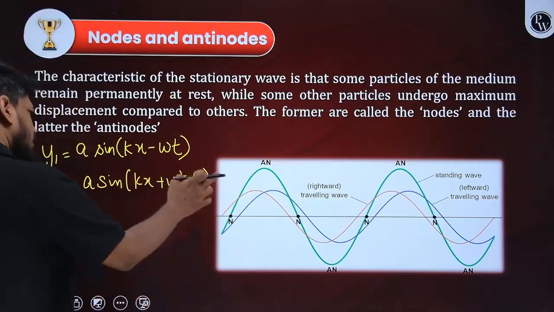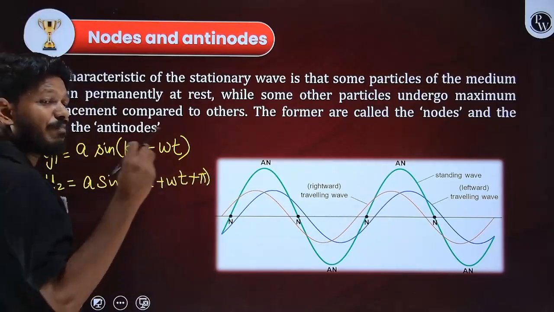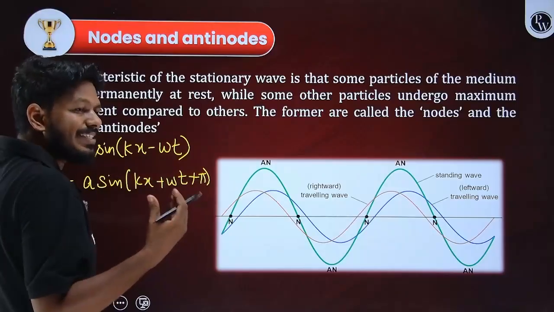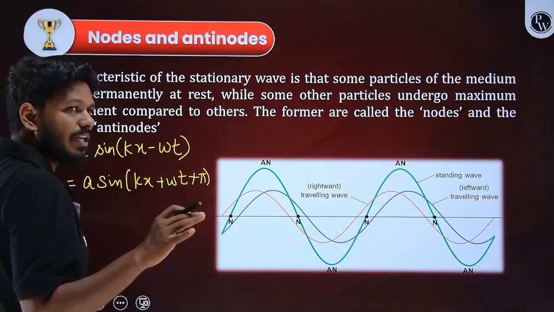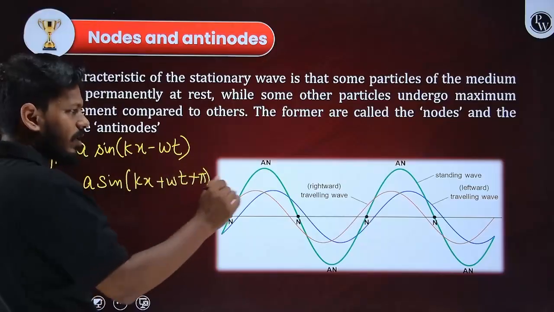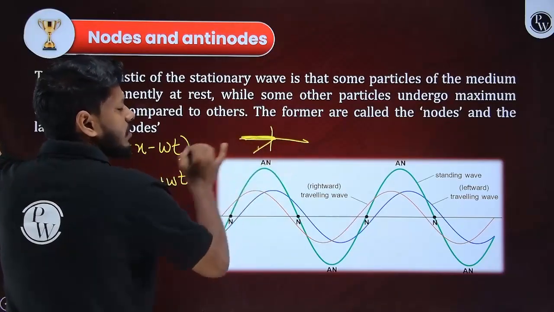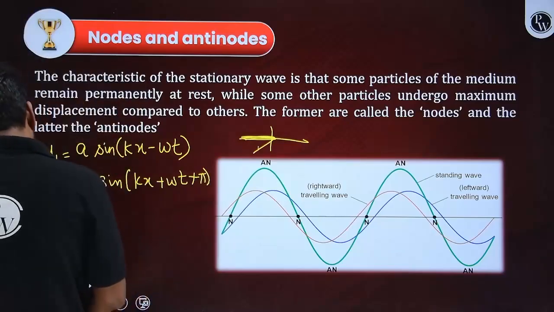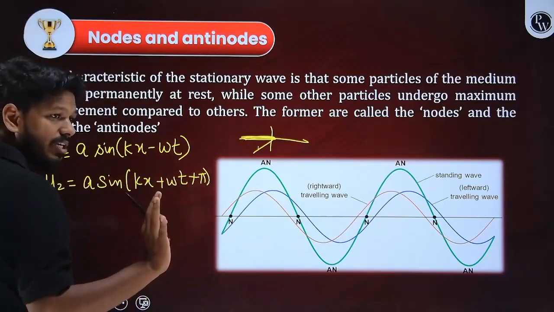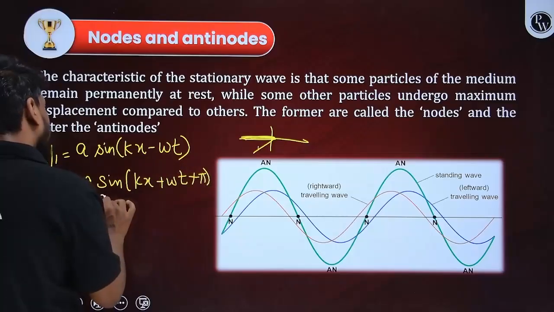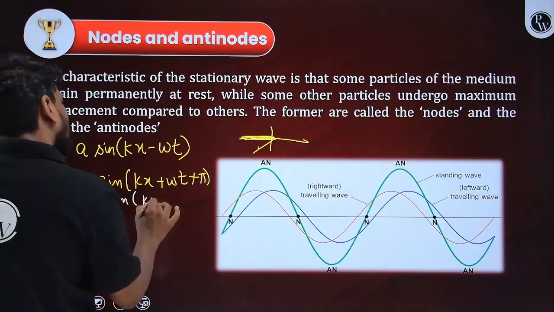If you are using plus pi, we know that sine of pi plus theta, sine of pi is in the second quadrant, end of the second quadrant. This is what pi is. So pi plus theta is going to be in my third quadrant. Okay. So you can have two types of equation. Don't get tensed or don't get worried. If I use this, I am going to get minus sine of kx plus omega t.